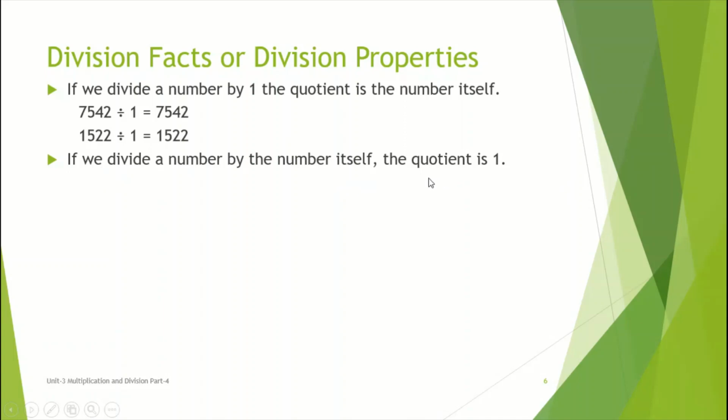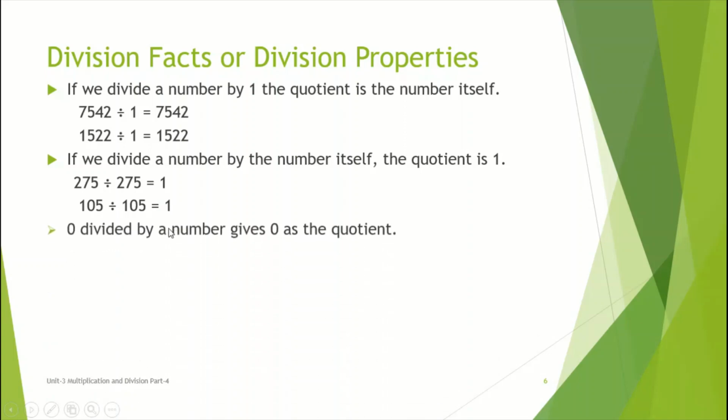Now the next property is that if we divide a number by the same number itself, what will be the quotient? The quotient is always 1. For example, see 275 dividend when divided by the same number, that is same divisor 275. So what will be the quotient? The quotient is 1. One more example, 105 when divided with the same number, that is 105. So the quotient is 1.